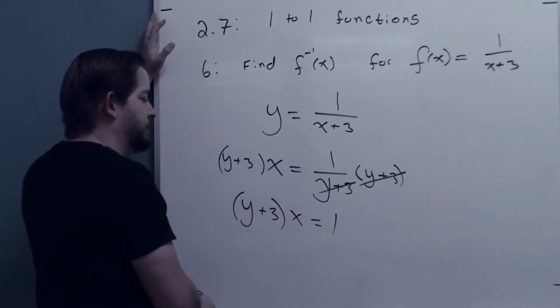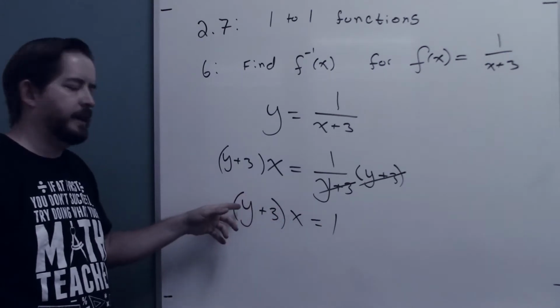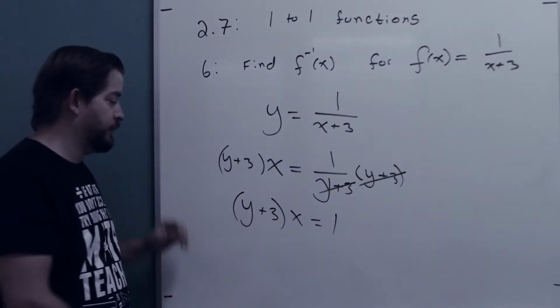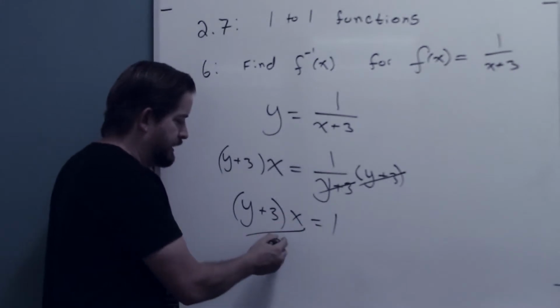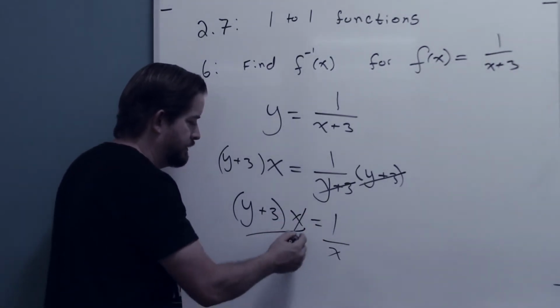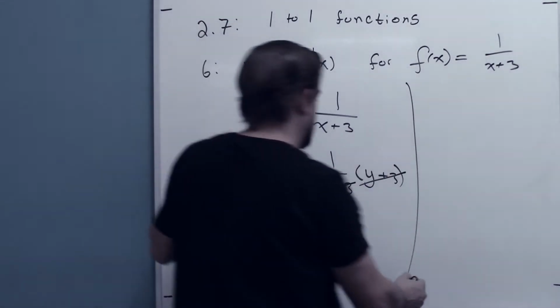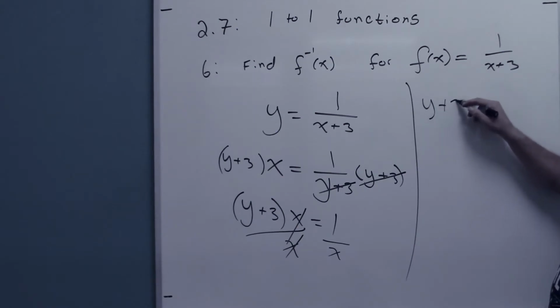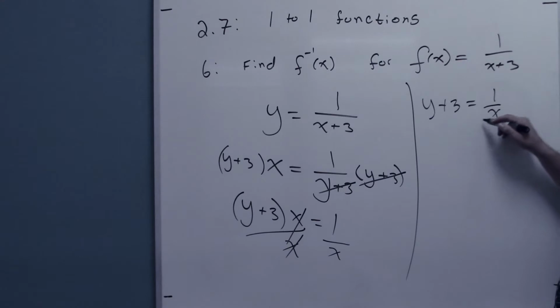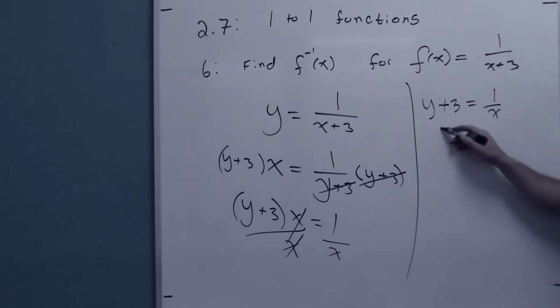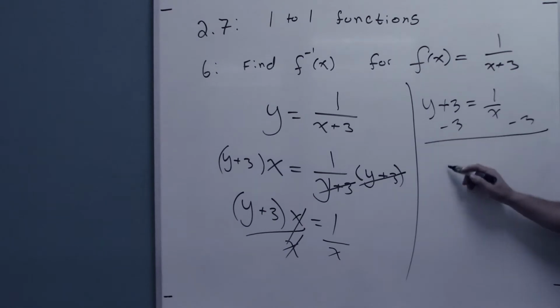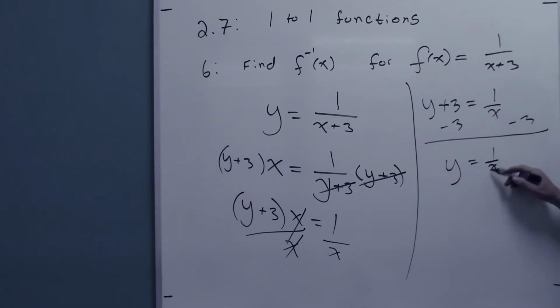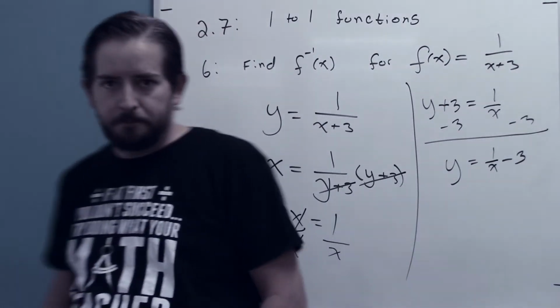is equal to 1. And there's a few things that I can do. I can distribute that x through if I wanted to. I don't want to, I just want to divide it. Because I have something multiplied by x, I can get rid of the x simply by dividing it. And that leaves me with y plus 3 equals 1 over x. And then I subtract 3 from both sides, and I get y equals 1 over x minus 3. And that's one of the answers. It's the correct answer, so there we have it.